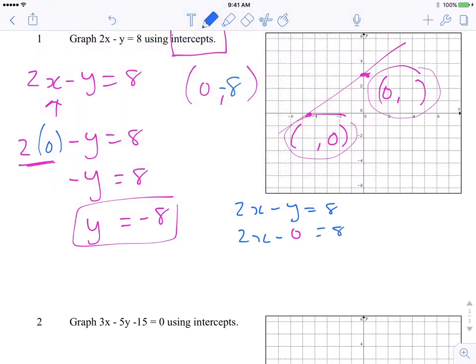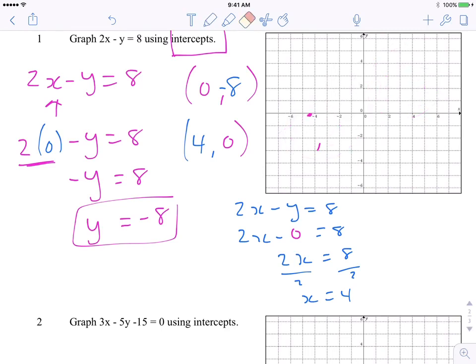And now we get 2x equals 8, and we divide both sides by 2, and x equals 4. So we know that x equals 4 when y equals 0. And now if we wanted to graph that using intercepts, I'm just going to erase what I just did before. For graphing using intercepts, we're going to plot (0, -8), which is going to be somewhere down here, and (4, 0), which is here.